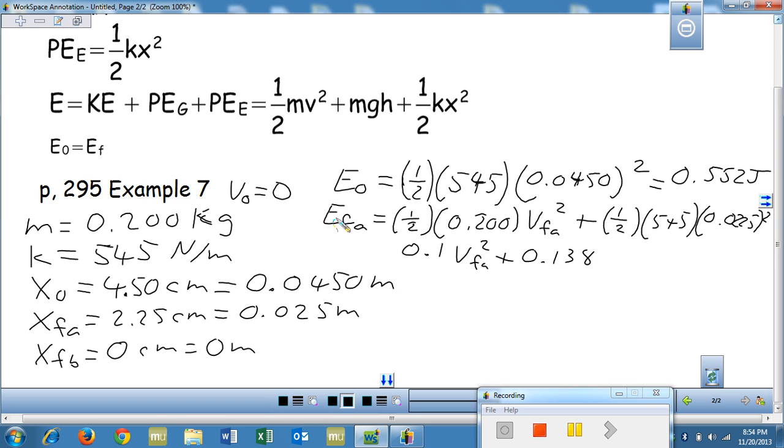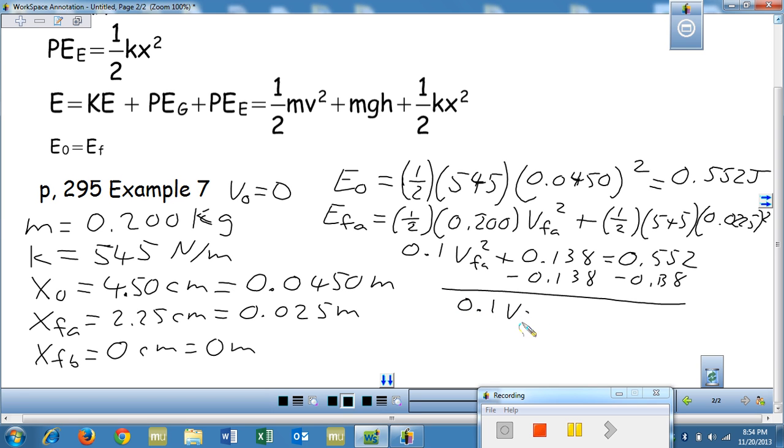But, so that's final energy, right? But that has to equal initial energy. So therefore that's equal to 0.552. So let's subtract 0.138 from both sides. And we get 0.1 VFA squared equals, let's see, 0.414.